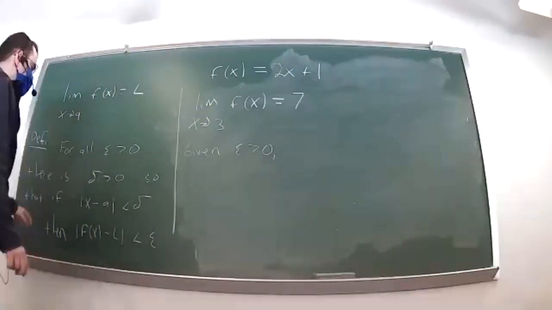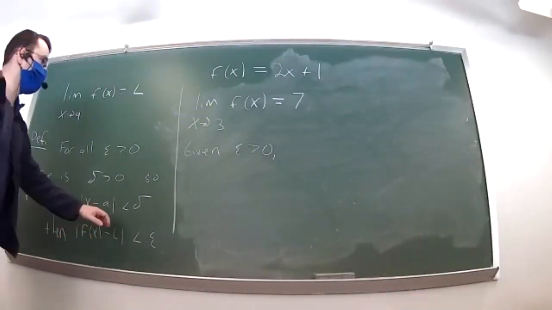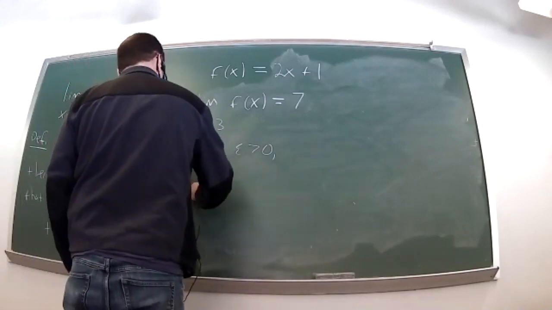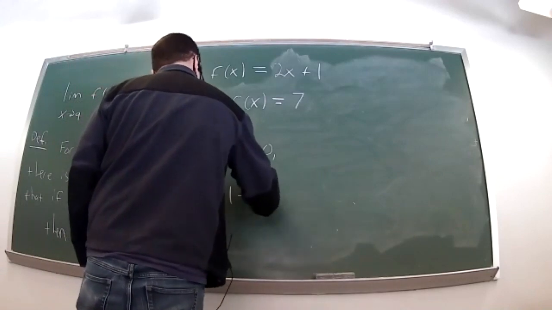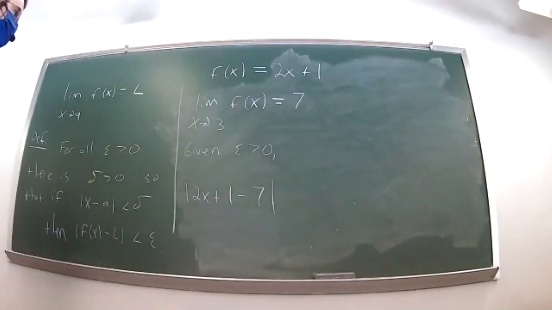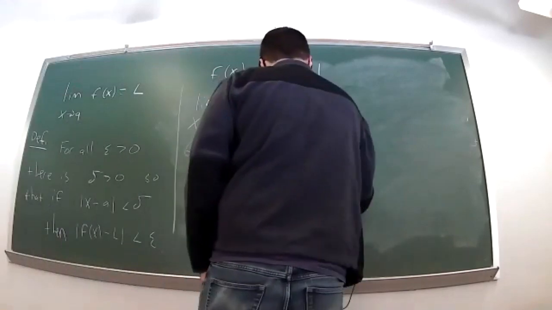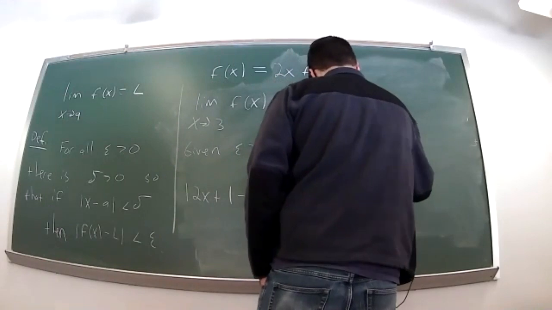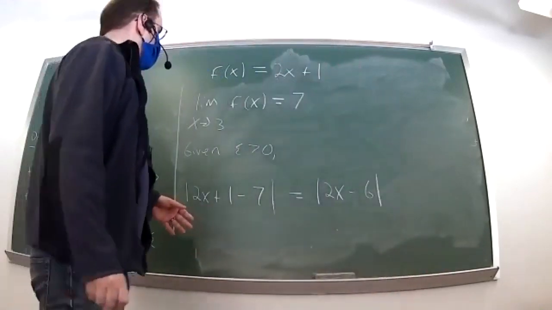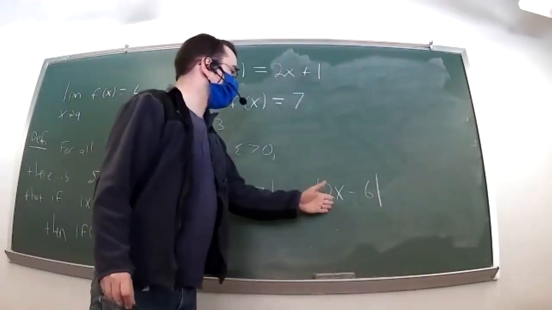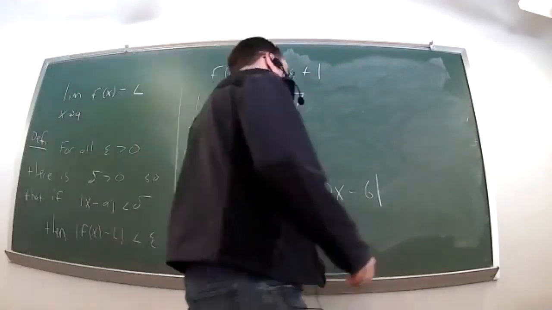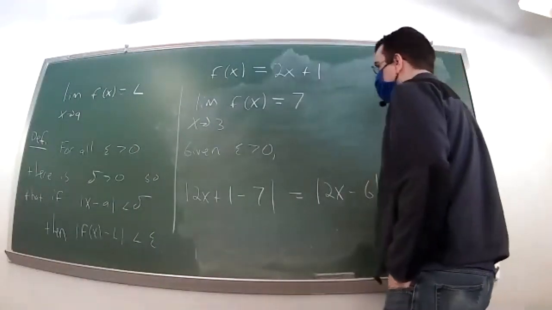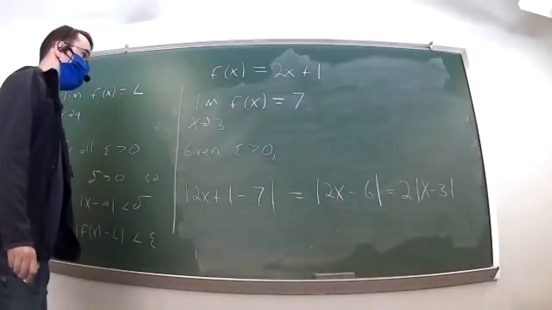So the way that I do this on my scratch paper, I'm going to investigate |f(x) - L|. So I'm going to investigate |2x + 1 - 7|. And so that's equal to, of course, |2x - 6|. And now this is where my comment comes in, because now you're going to be able to factor out the slope, and you'll get 2 times |x - 3|.